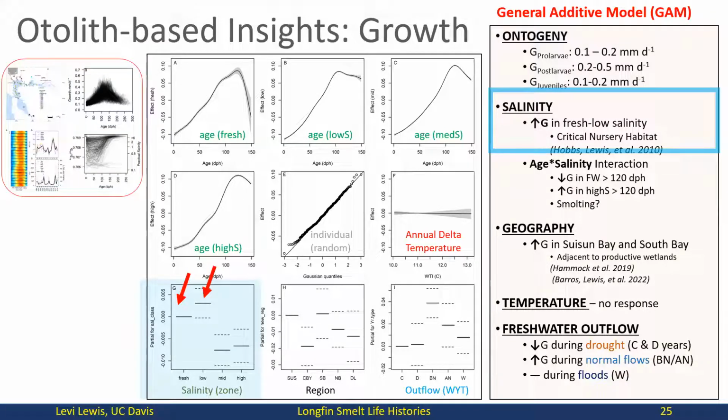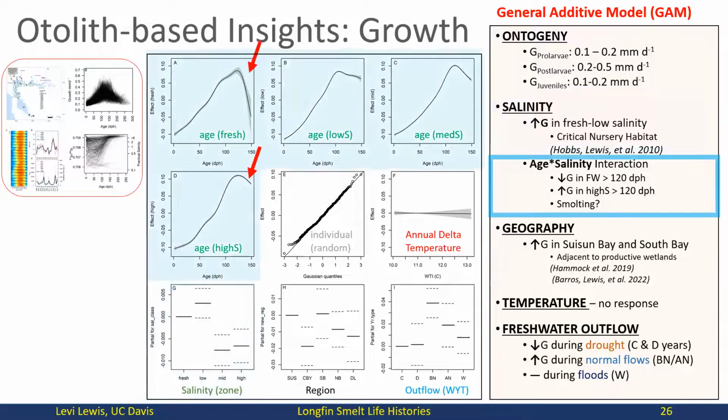When we looked at salinity down in the bottom left here, we found that when fish were in the lower salinity zone, so fresher or low salinity, they generally had higher growth than when they were in mid or high salinity. However, if you look at these 4 plots, there was an interaction between salinity and age.